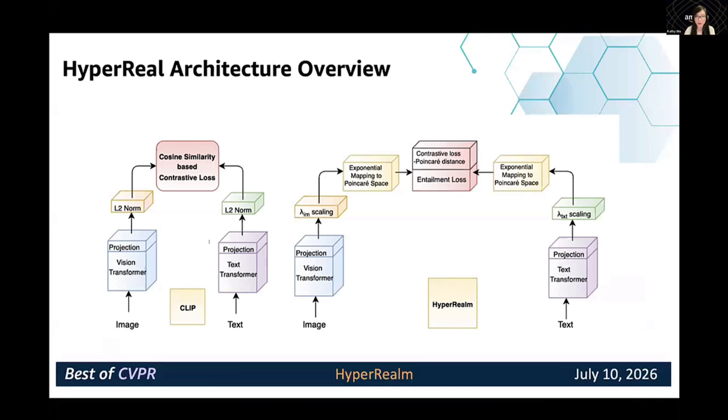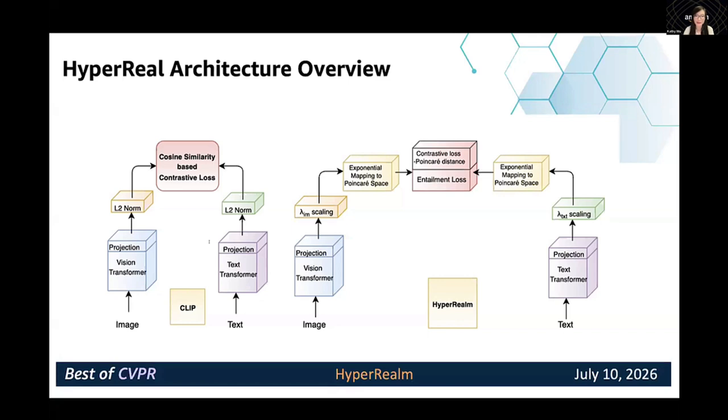Let's see how HyperRealm actually works. The architecture builds on CLIP. Start with standard encoders. We use a vision transformer for images and a text transformer with byte pair encoding. Exactly like CLIP, this means we benefit from the scaling work done on this architecture. And what is different? First, after the encoders, we add learnable scaling parameters, lambda image and lambda text. This prevents numerical overflow when we map to hyperbolic space.